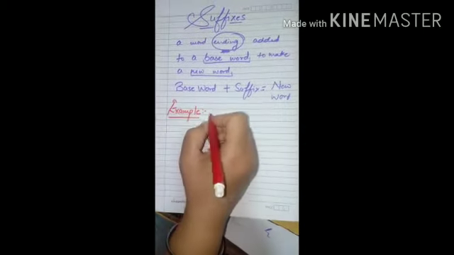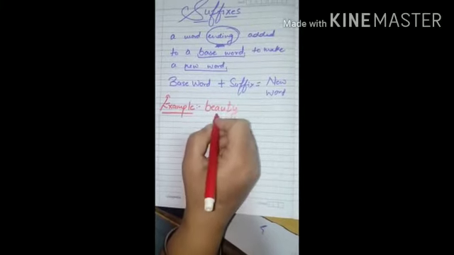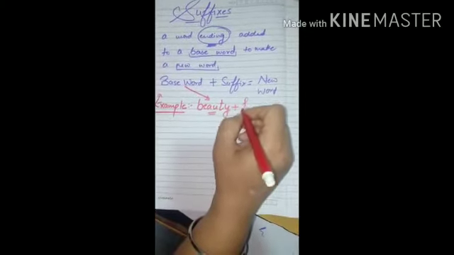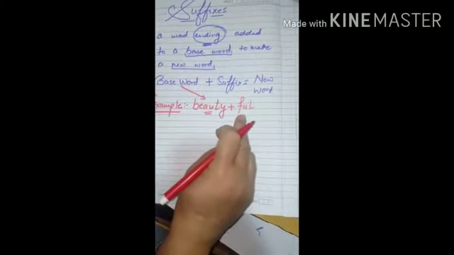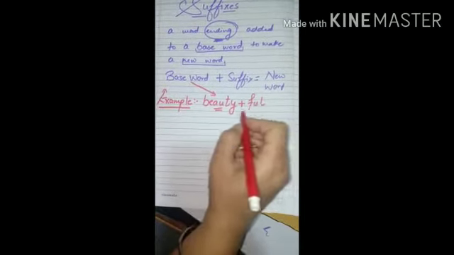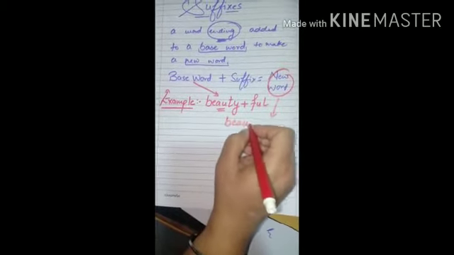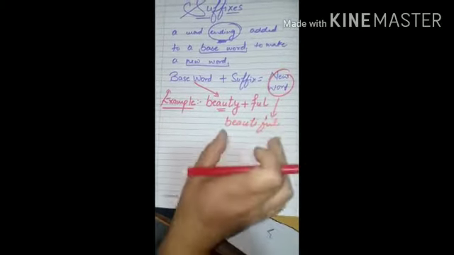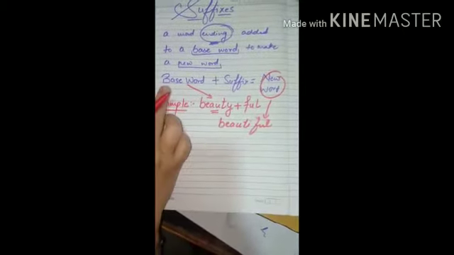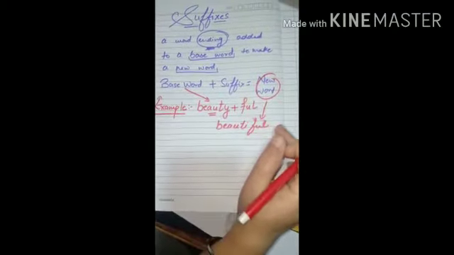Let's take a very basic example, the word beauty. Beauty is the base word. Now I am going to add a suffix to it, that is full. Beauty plus full. When these two things are added, we get a new word and that is beautiful. So this is how we have created a new word. Base word plus suffix is equal to a new word.